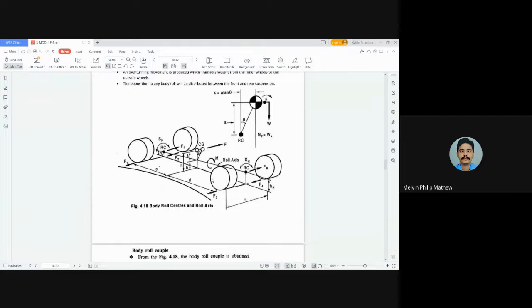So I will wind up the class today, and we will discuss the rest of this session in the next class. So the book that you have used for drawing this diagram, please bring it to the next class so that we can discuss the various roll aspects in the next class. Okay, thank you.